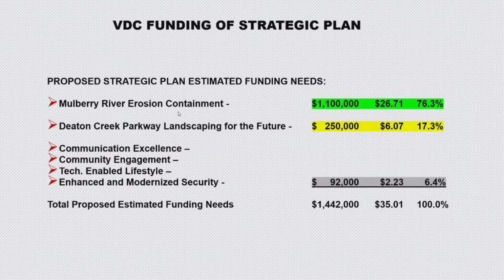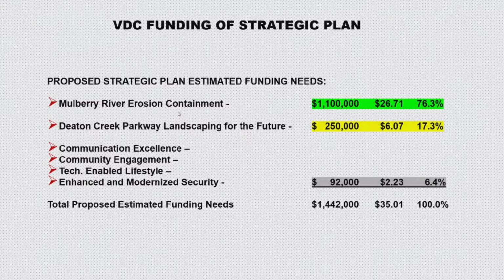Deaton Creek Parkway landscaping for the future, we put $250,000 in there. We have $110,000 in the operating budget that we use annually for those kinds of things. This is going to give it a kicker to remove a bunch of trees that need to be removed, conifers and bushes that are ending their life cycle. You can start to see it. There are more and more of them dying. And we think that the $250,000 is a pretty good number for that.